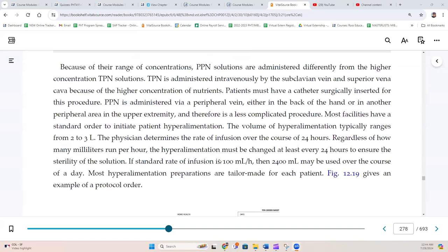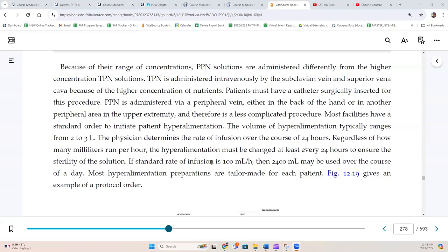Because of their range of concentrations, PPN solutions are administered differently from the higher concentration TPN solutions. TPN is administered intravenously by the subclavian vein and superior vena cava because of the higher concentration of nutrients. Patients must have a catheter surgically inserted for this procedure. PPN is administered via a peripheral vein, either in the back of the hand or in another peripheral area in the upper extremity, and therefore is a less complicated procedure.